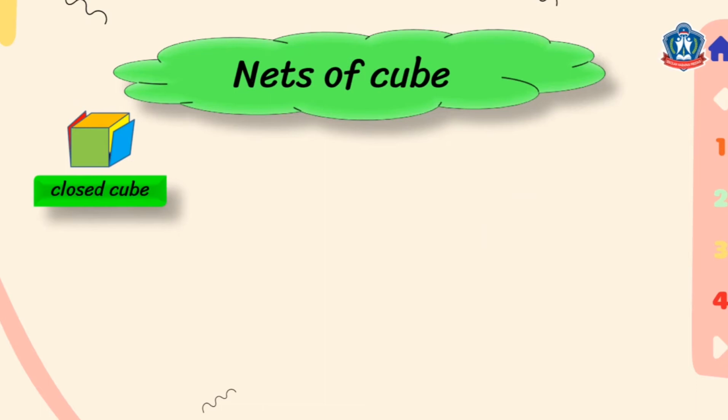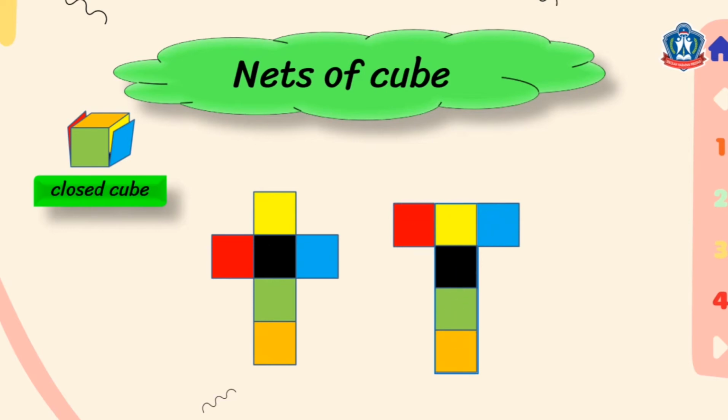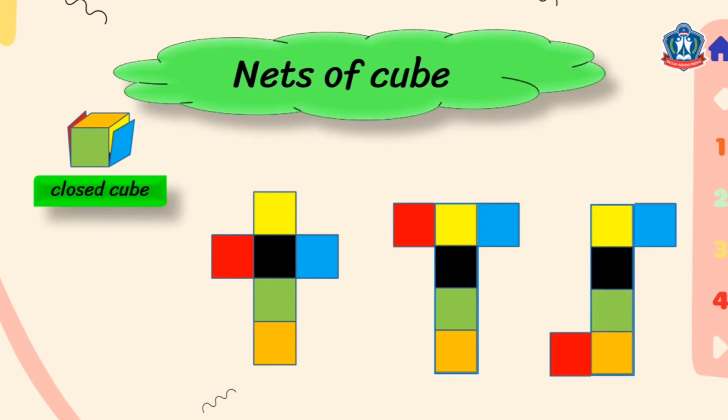A cube has several possible nets. For example, like this. Another way, if we open a cube, is like this. If we fold this one, it can still form a closed cube. And this one. Can you make other possible nets of a closed cube?